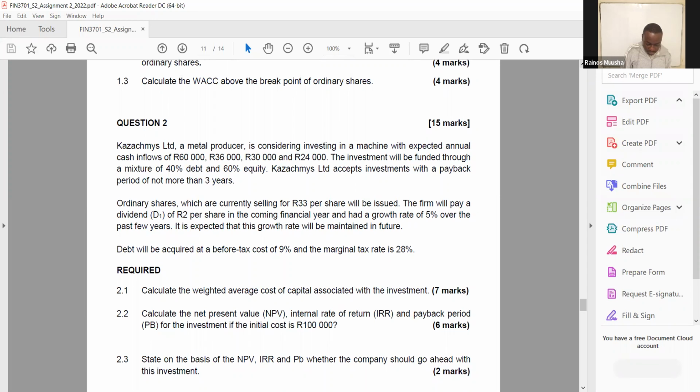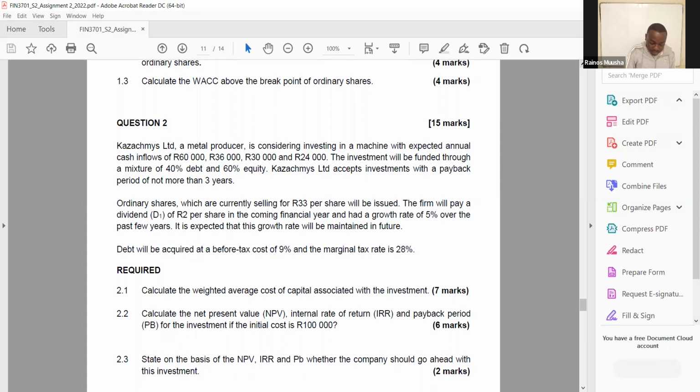So they tell us that they're considering investing in that investment, which is expected to generate those cash flows. Now, from the financing sources, they are expecting to utilize 40% from debt and 60% from equity. And they give us the information about the price of the ordinary shares, our D1, and the growth rate as well. And then they say the before tax cost of debt is 9%, and we're in the 28% marginal tax rate. Then for question 2.1, they ask us to calculate the weighted average cost of capital associated with the investment.